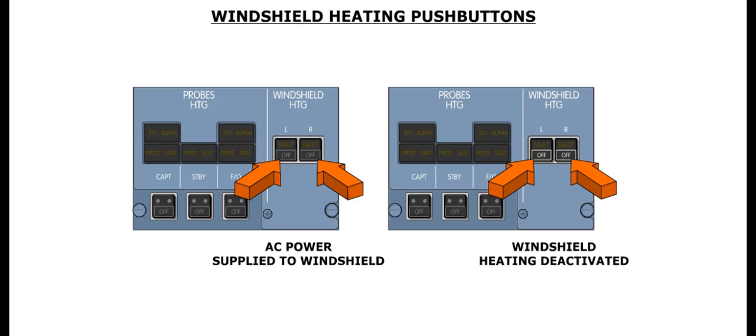When a windshield push button is pressed in, the associated windshield heat is supplied AC power. Forward windshield heat is deactivated by releasing out the associated windshield heating push button. When the push button is released out, the white OFF caption illuminates in the push button.